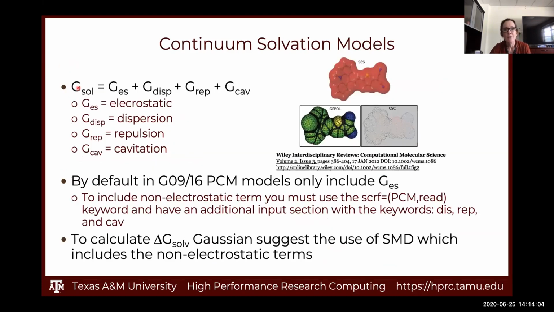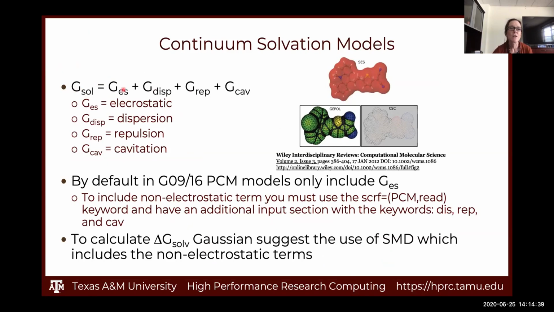Okay, so let's break down the different terms that are included for these solvation calculations to get the solvation free energy. Okay. All right, so like I said, it makes this surface, this solvent accessible surface, which is a bunch of spheres, and it's smoothed, okay? The spheres are smooth, so that's what these look like here. All right, so the overall free energy of solvation can be broken down into 4 terms. We have an electrostatic term, we have a dispersion term, repulsion term, and cavitation term.